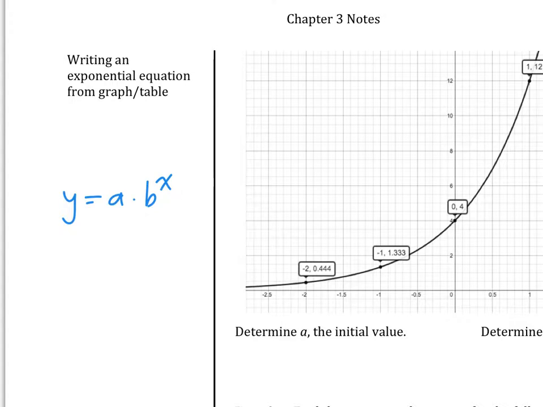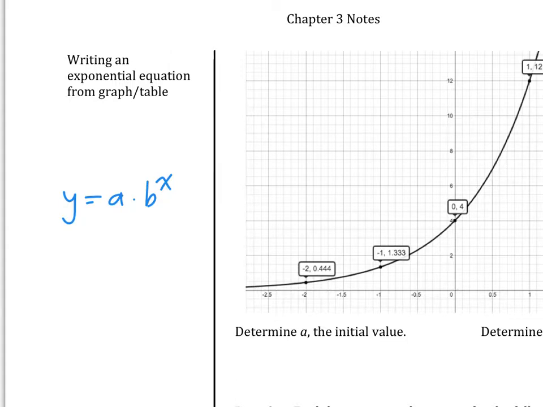Blake? Yes, a and b. We need to find a and b. So if we have two unknowns, a and b, how many equations do we need to solve them? Two. Okay, we need two equations. Where are those two equations going to come from?